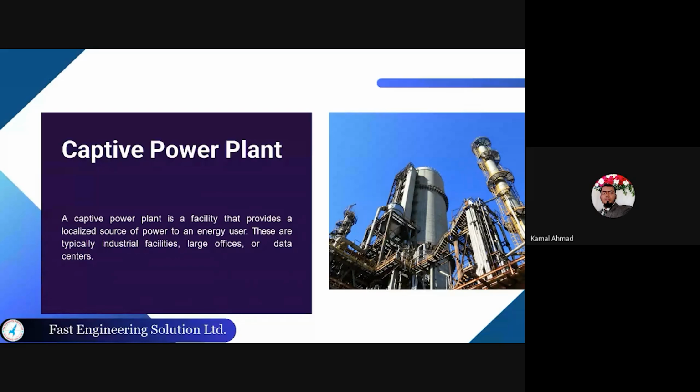Now from the start we are emphasizing that industry needs to use the captive power plant to generate their own power and use it themselves. So now see, a captive power plant is a facility that provides a localized source of power to an energy user. These are typically industrial facilities, large offices or data centers.